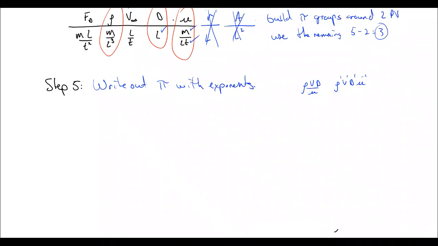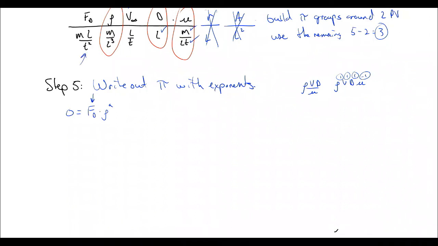So we're going to try to solve for these exponents that result in canceling out all of the units for our problem. Okay, so if we write this out, what we're going to say is that 0 is equal to F, our drag force, times rho to the A, which is our first repeating parameter, because we're going to build our first pi group around our force.